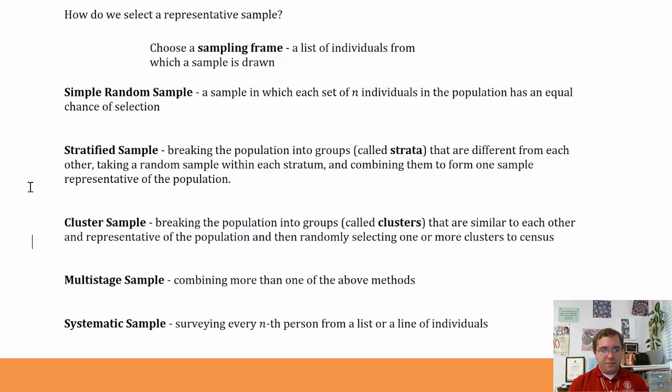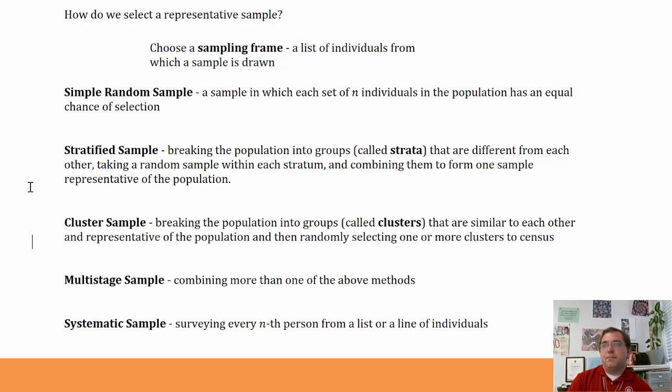A stratified sample is when we recognize that our population has different groups within it, and we want to make sure that we get representation from each of those groups. We call those groups strata. And so we break our population into strata, into groups that are fundamentally different from each other in some way that matters to us. Maybe it's males and females. Maybe it's kids, teenagers, adults, and senior citizens. And we want representation from each of those.